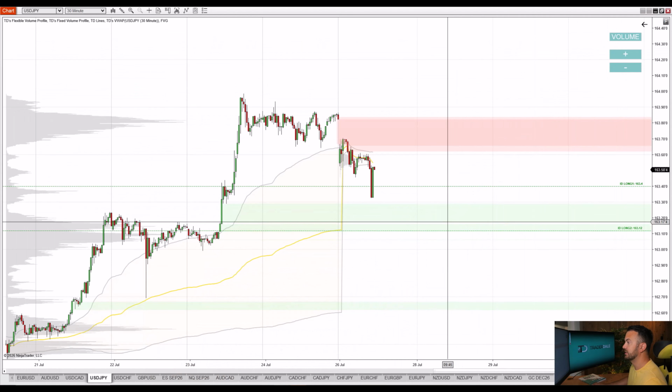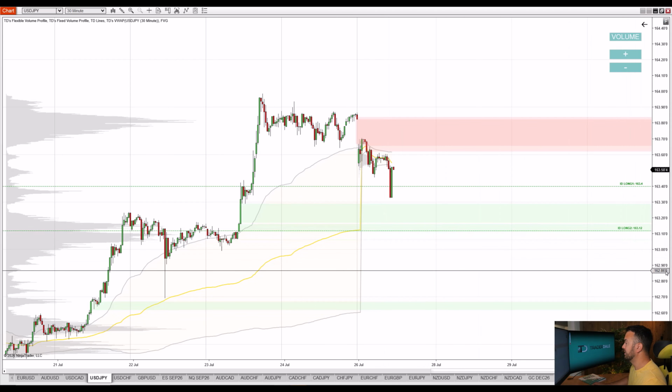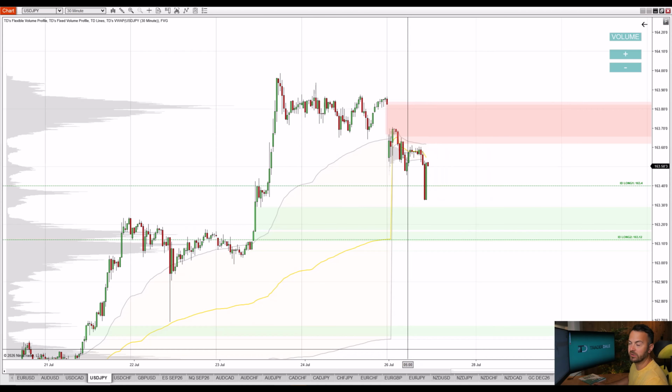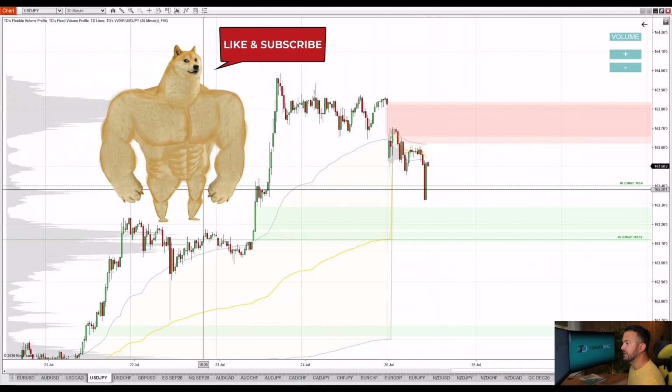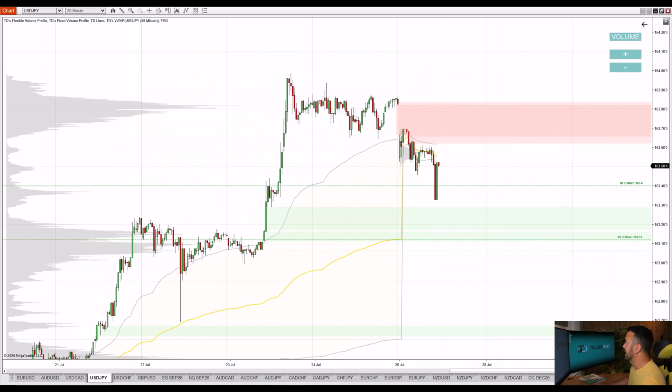Let's go to the trading ideas. Let's first talk about the US dollar Japanese yen. You're looking at a 30-minute chart of the US dollar Japanese yen, and those indicators here are my custom-made volume profile and VWAP indicators. On this 30-minute chart, I wanted to talk about two levels actually.